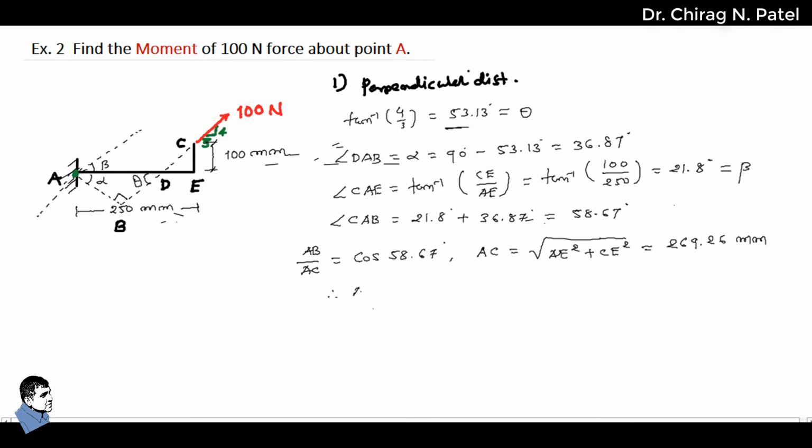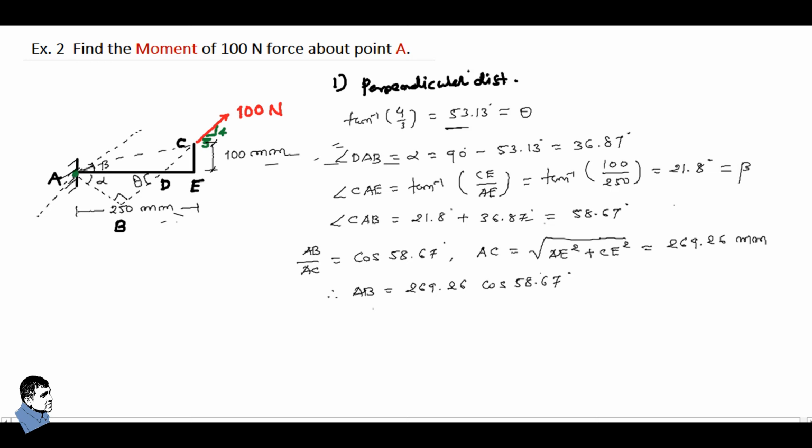So by putting that in, what is the value of AB? That equals 269.26, and we use cos here, so cos 58.67 degrees. That is the distance of the AC line that is available, and to find the length of AB, you can use that overall angle that is available with this line. So that is our beta, up to here.